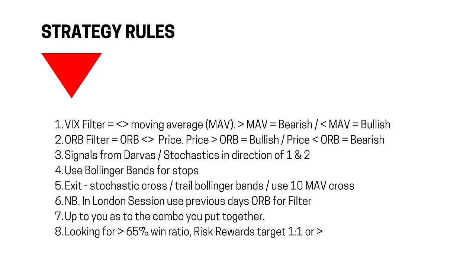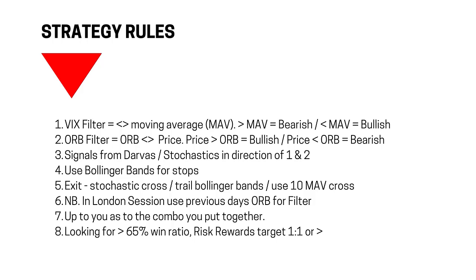You've got firstly the VIX filter, greater than or less than the moving average. If it's greater than, it's bearish. If it's less than, it's bullish. Then we've got the ORB filter. Remember that one, price greater than the ORB, it's bullish, and vice versa. Then we've got our signals from the Darvas and stochastics. Got to be in the direction of 1 and 2.